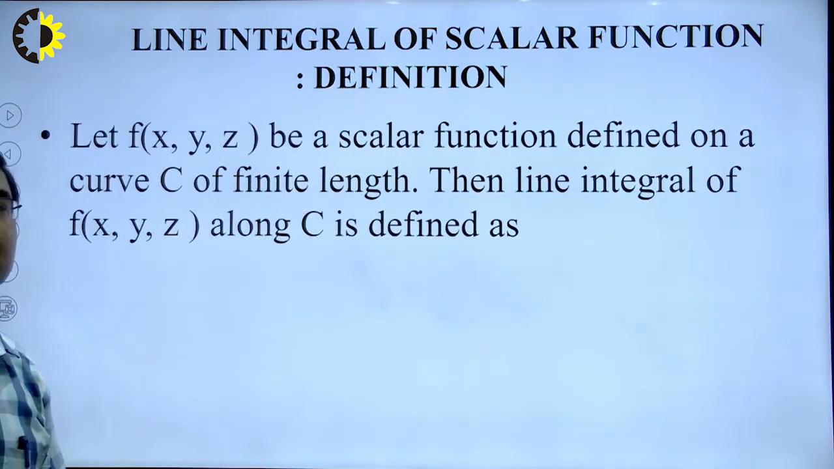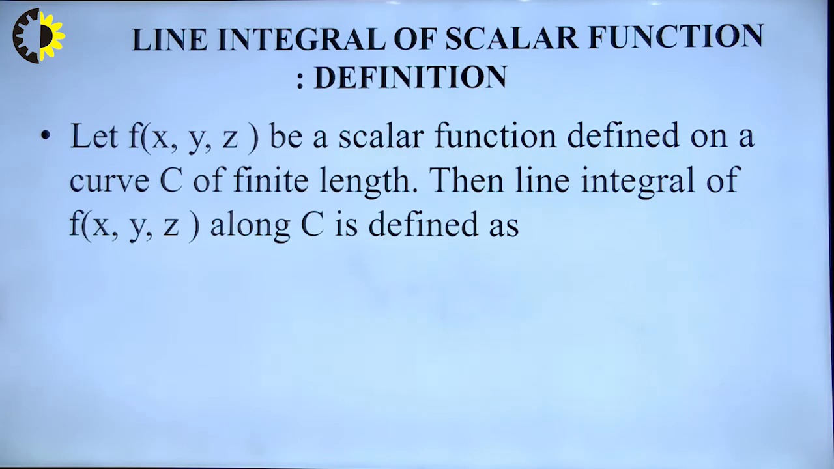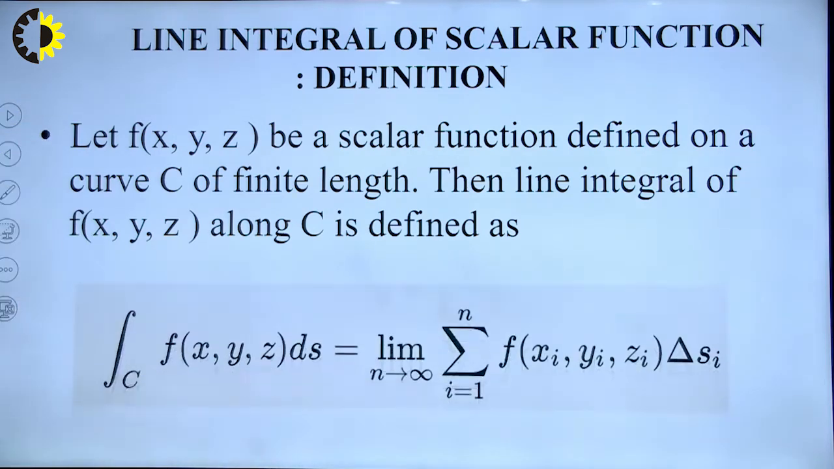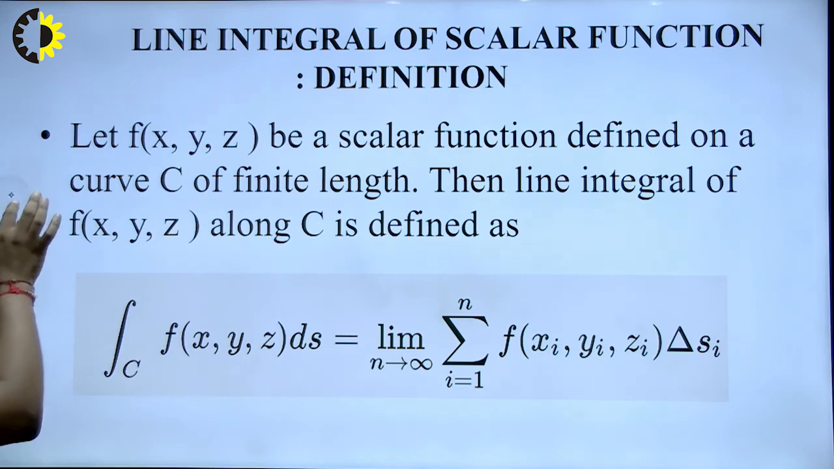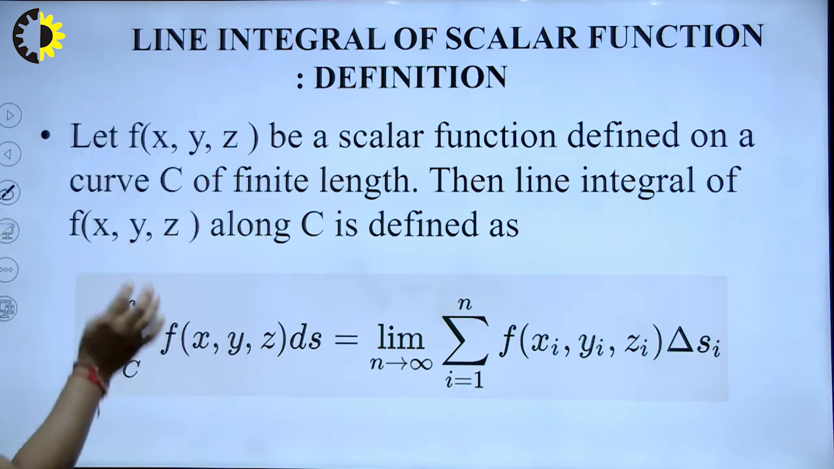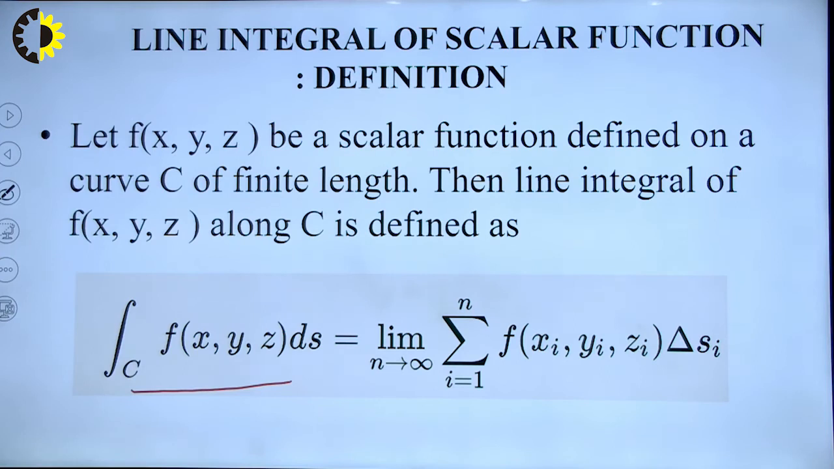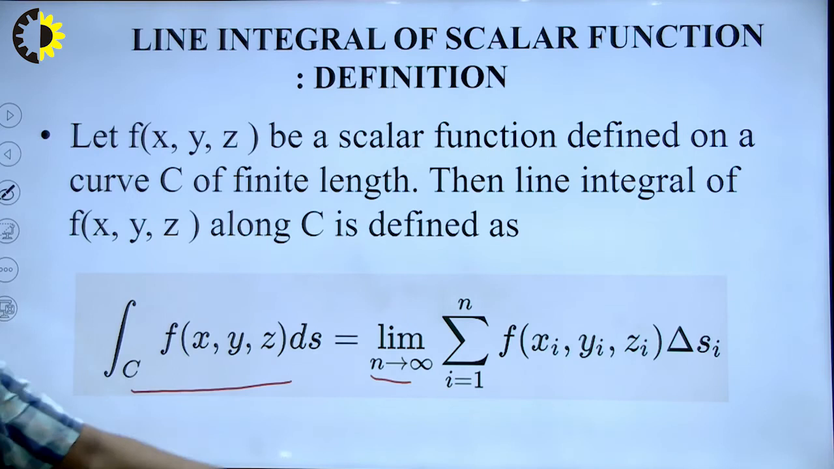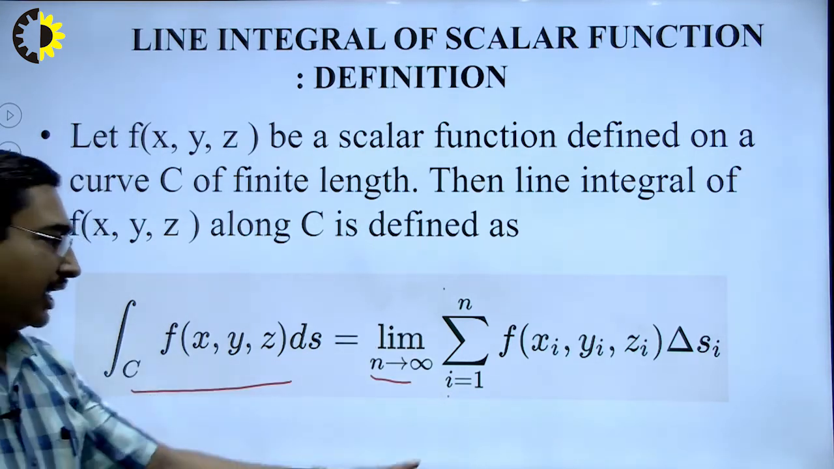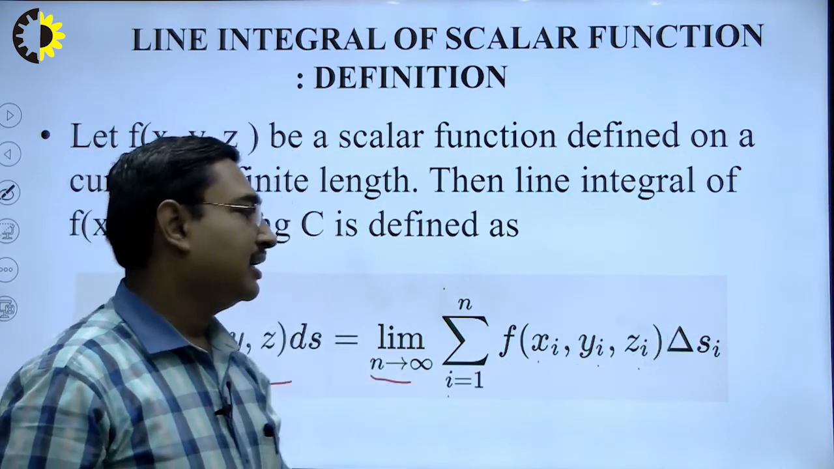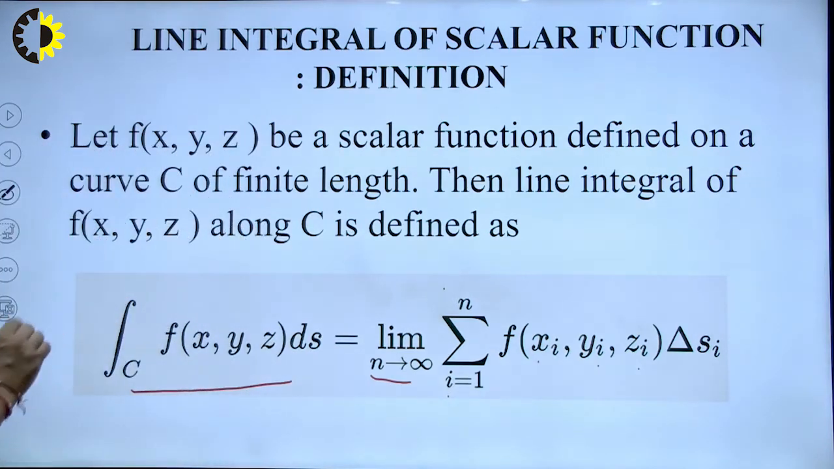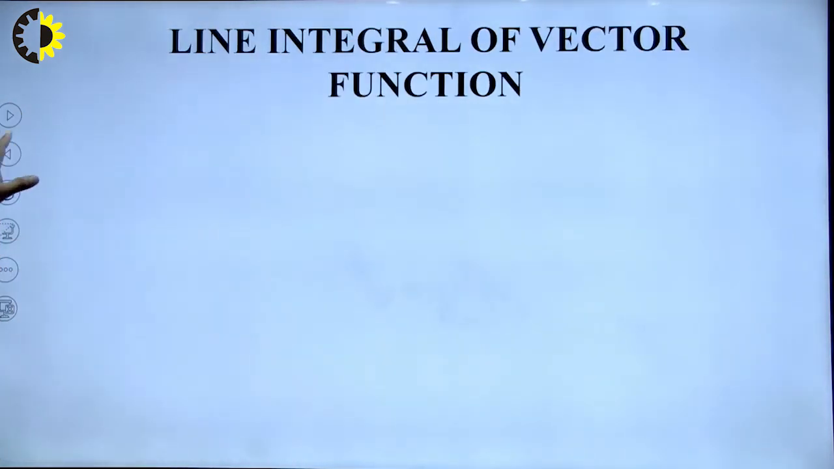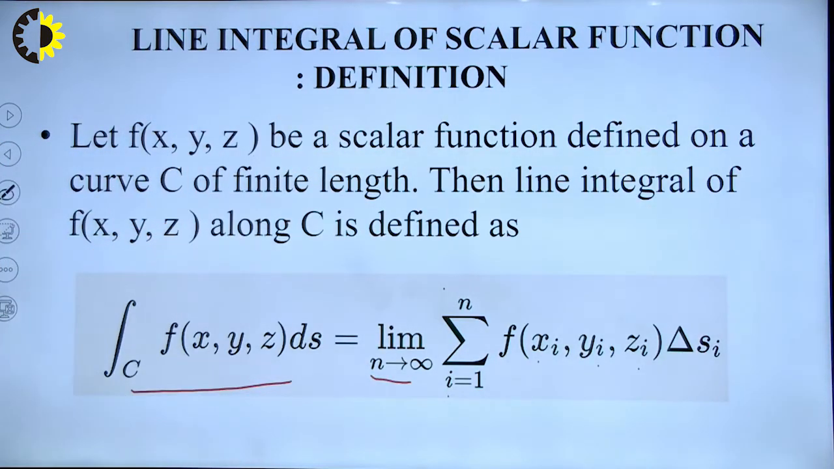Let f(x,y,z) be a scalar function defined on a curve C of finite length. Then the line integral of f(x,y,z) along C is denoted by the symbol integral over C of f(x,y,z) ds, and it equals the limit as n tends to infinity of the sum from i equals 1 to n of f(xi, yi, zi) times delta si. Now this is the concept of line integral of a scalar function.